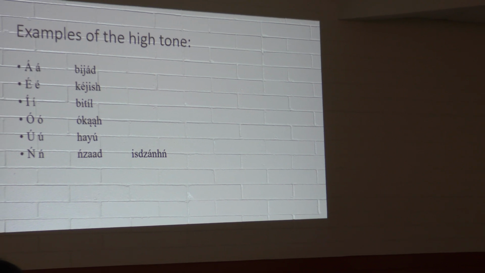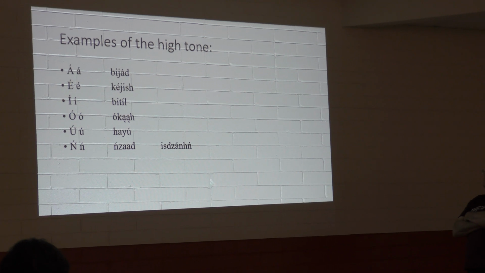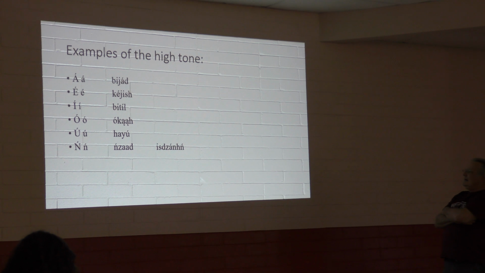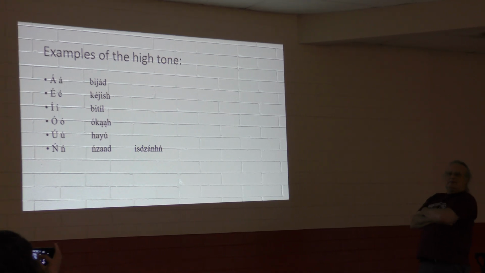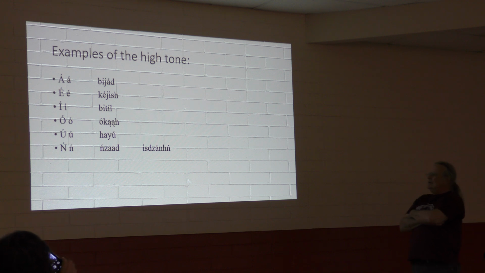Okon, spraying. Hayu, where? Or nzat, it's far away, it's far. Or istanhun, that is more common in White Mountain. Istanhun, meaning something like the woman. Okay? So bijat, kejish, bitil, okon, hayu, nzat, istanhun. Takes a while to hear.